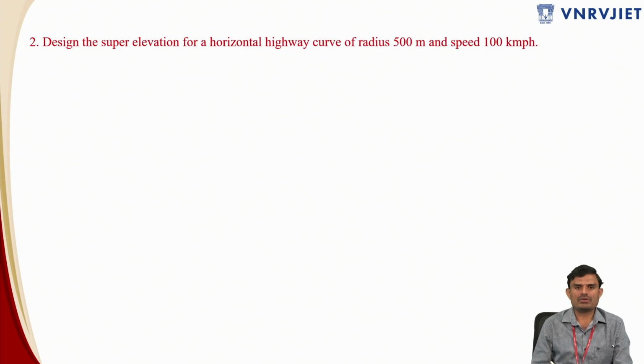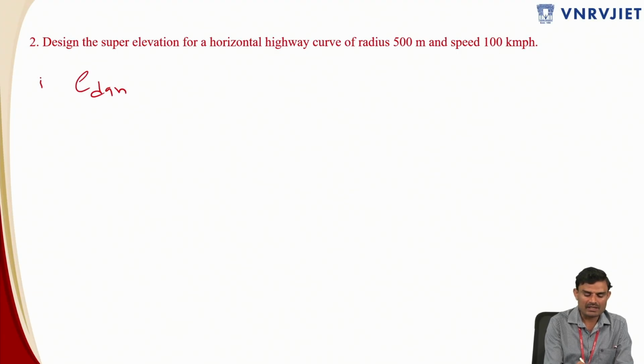Next one, here there is a question on the design superelevation. The design superelevation for a horizontal highway curve of radius 500 meters and speed 100 kmph. We are going to design the superelevation in 4 steps. If you can recall those steps, the first one is nothing but to calculate the e_design, step 1. So I am writing here step 1.